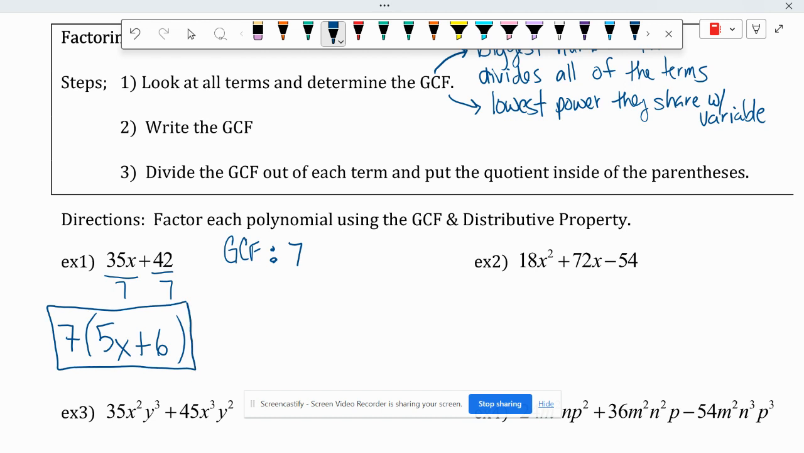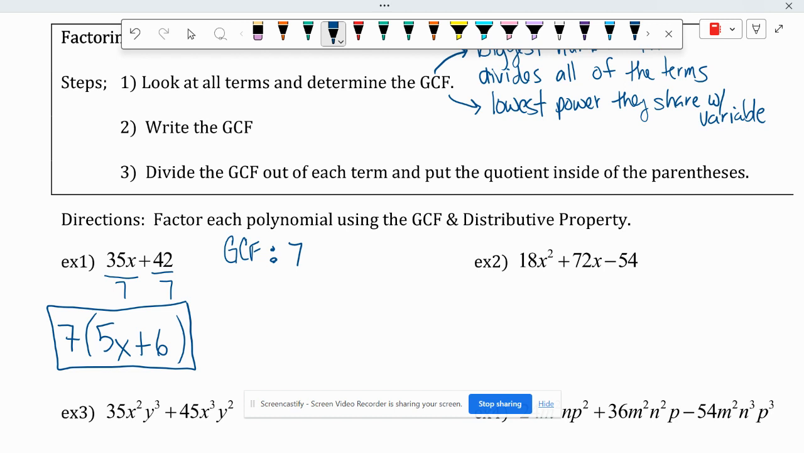So when I factor this by taking out the greatest common factor, I get 7 times (5x plus 6), which you guys would then distribute, right? Because that's what you're used to doing. You're used to distributing. We're just doing the reverse of that. So let's look at number 2.